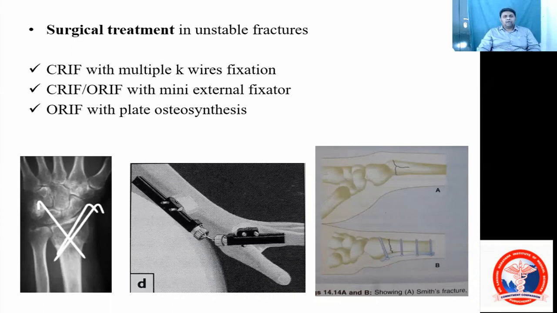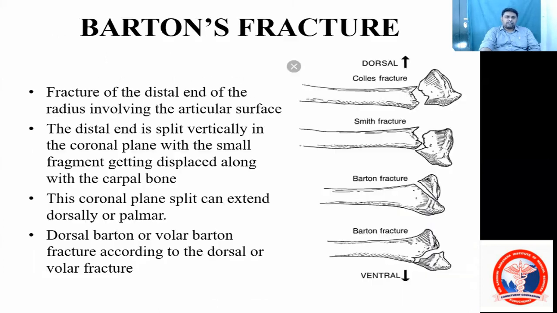You can do closed reduction or open reduction with mini external fixators, and then open reduction with plate osteosynthesis. In plate osteosynthesis, you can put the plate dorsally, or you can put the plate volarwards, volar plating or dorsal plating. Barton's fracture. The next entity is called the Barton fracture.